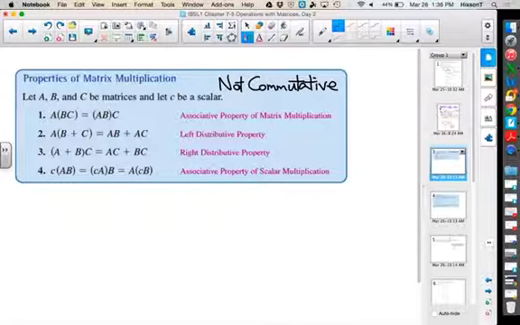However, we do have the associative property. The associative property with matrix multiplication means that if we have three matrices multiplied together, it doesn't matter if you do the first two and then the last one, or if you multiply the second two and then multiply that by the first one. As long as you don't change the order at all, it'll still be okay.